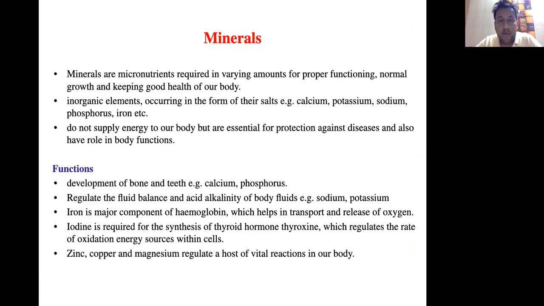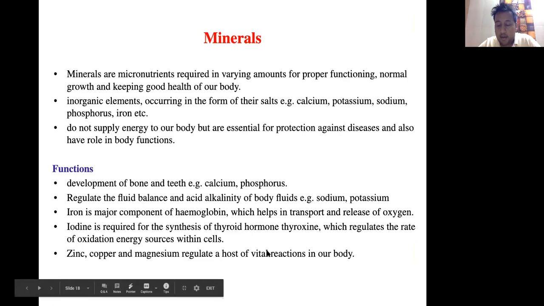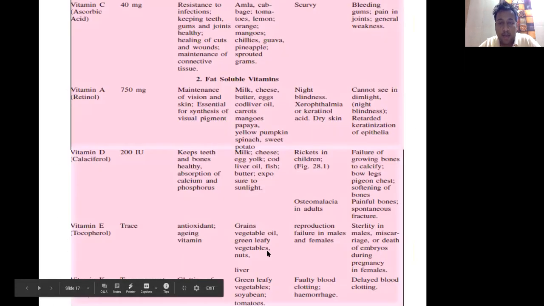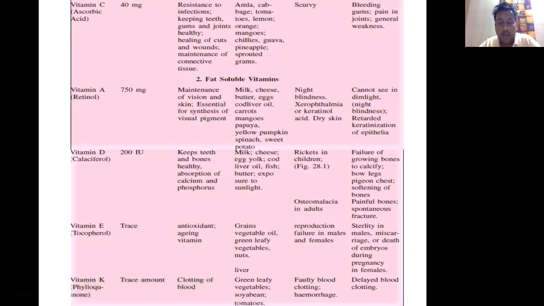So another micronutrient is the minerals, which are micronutrients required in varying amounts for proper functioning, normal growth, and keeping good health of our body. Again, the minerals do not supply energy. Like vitamins, they also don't supply energy, but they form a very important part of the functioning of our body.